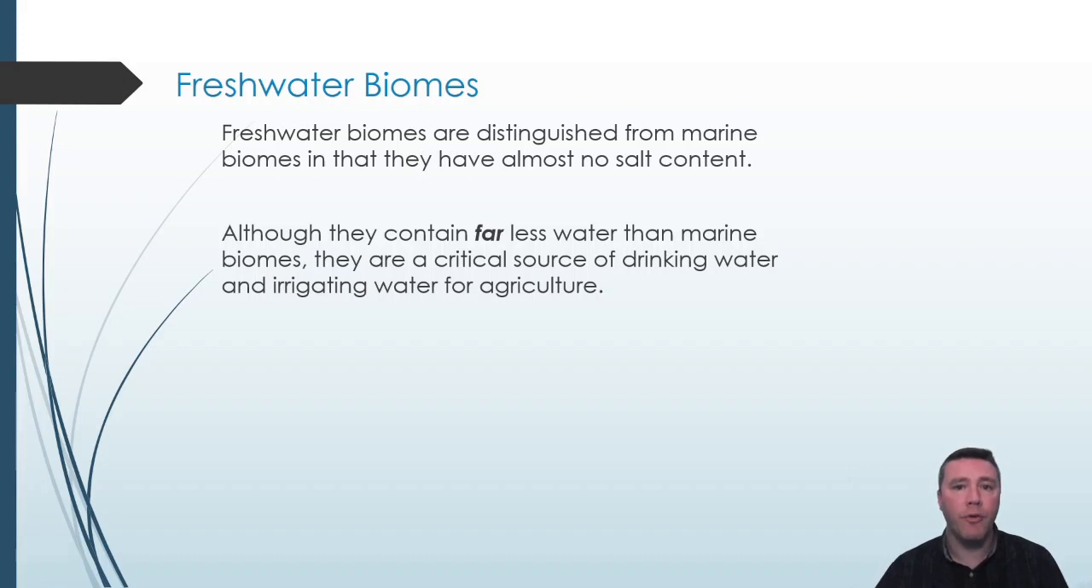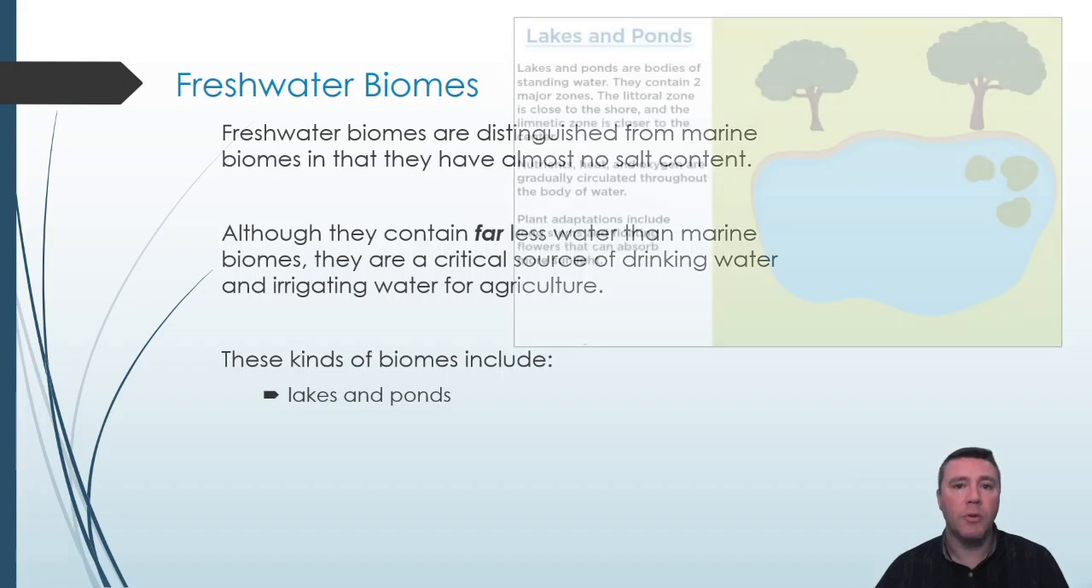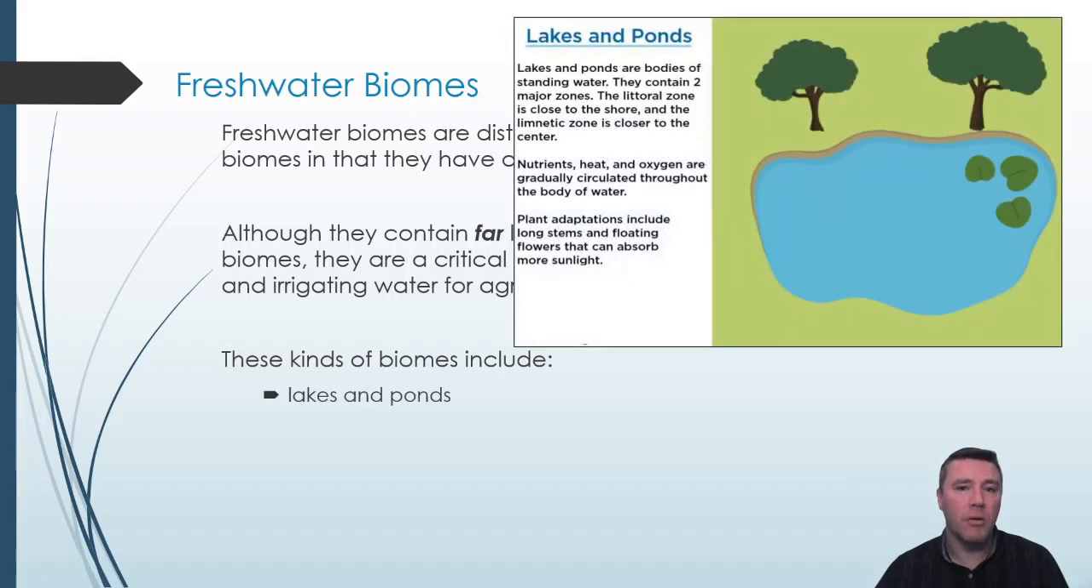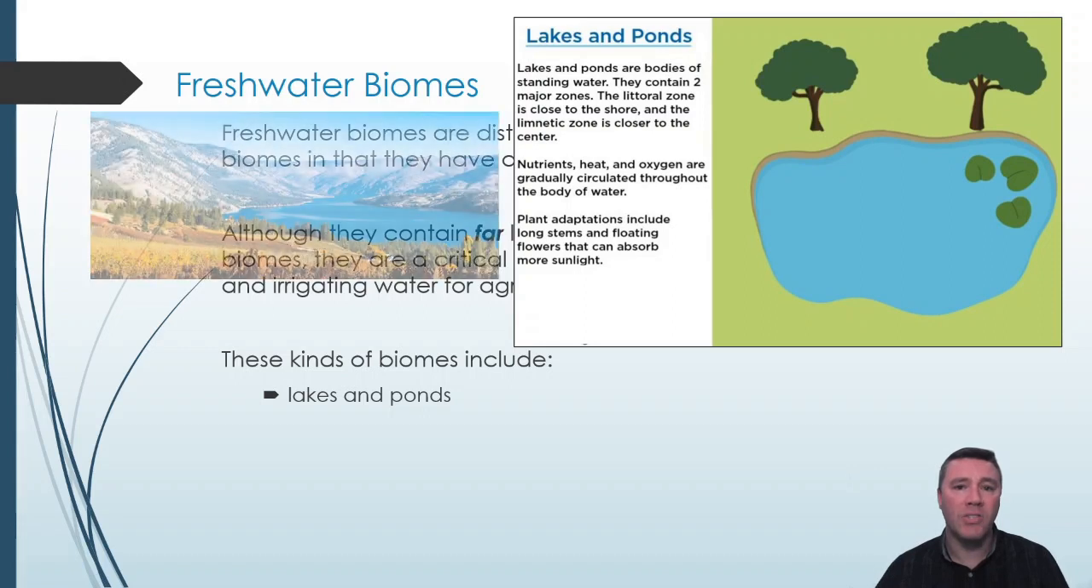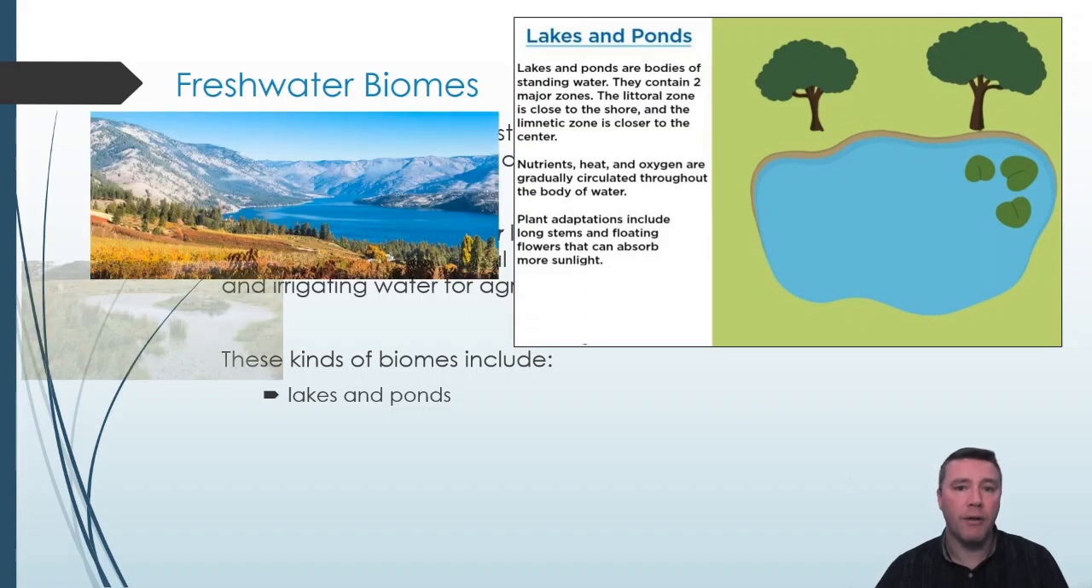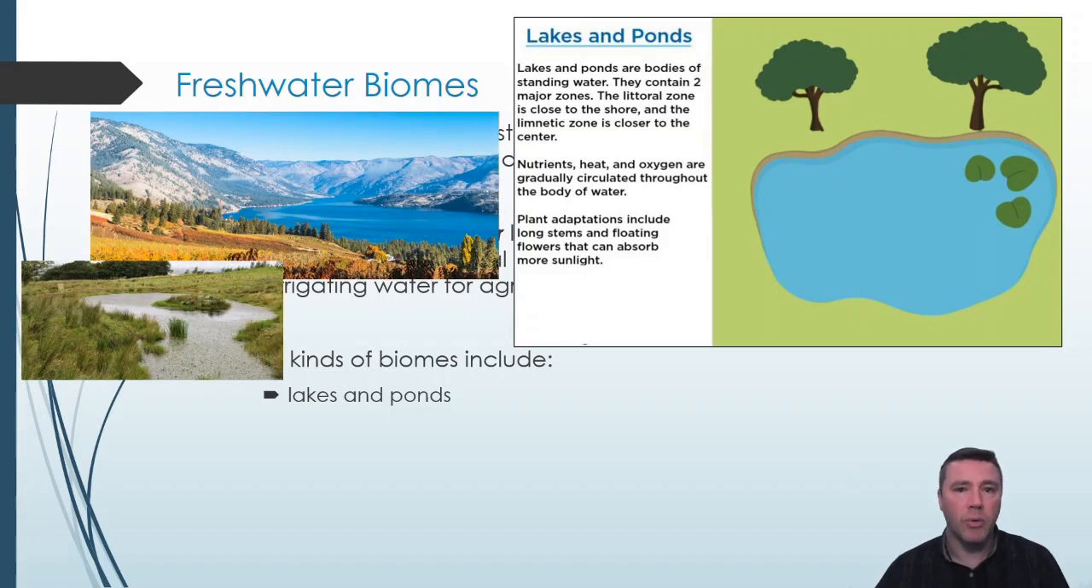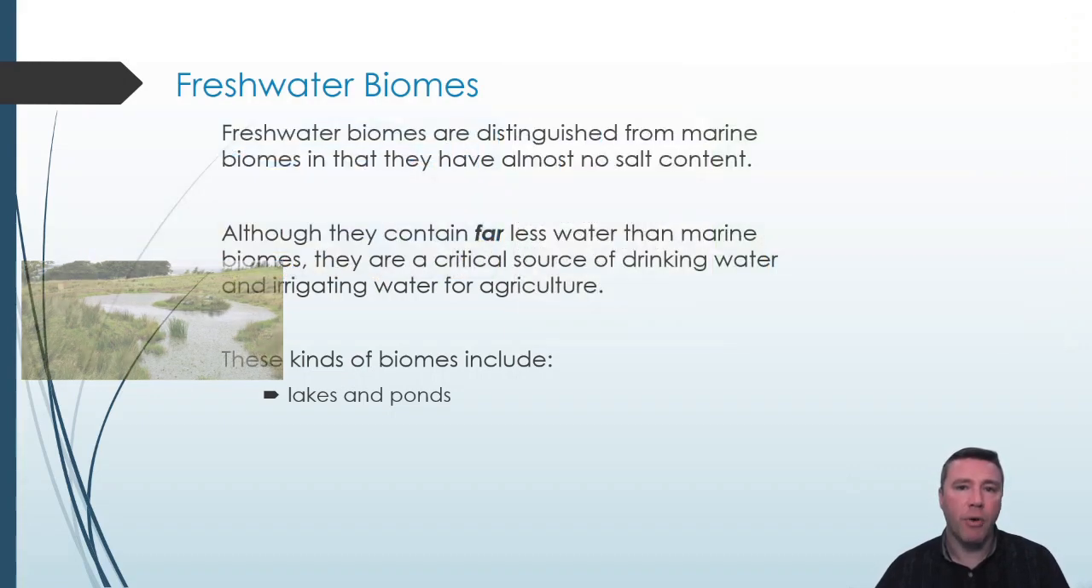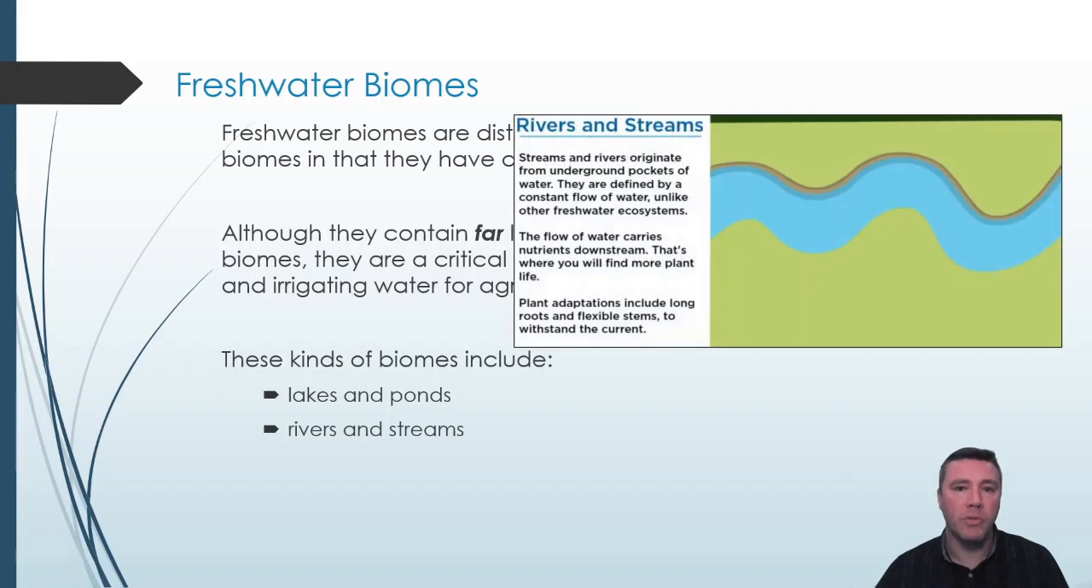Freshwater biomes are further broken down into three groups. First up are lakes and ponds. These are bodies of non-moving water. Although there is no exact size requirement to distinguish a lake from a pond, lakes are generally the larger of the two. The second type of freshwater biome are rivers and streams.